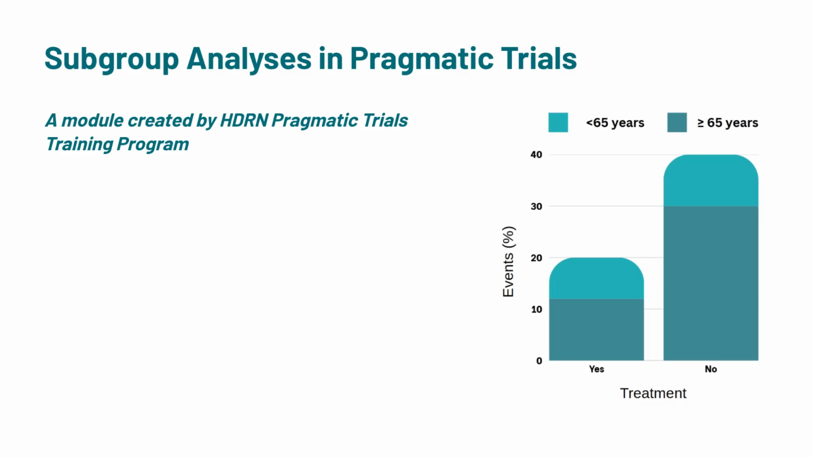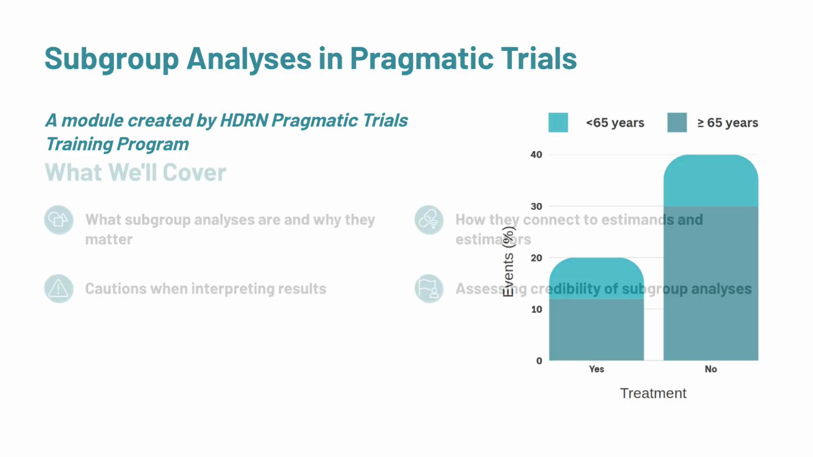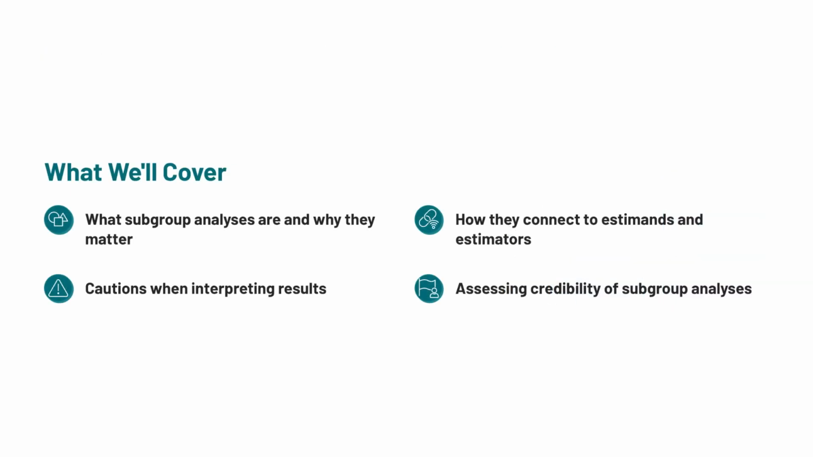Today, we're talking about the art and science of subgroup analyses in pragmatic trials, and walking through judging their credibility using the SPRINT trial as our running example. Yeah, we are going to cover a lot. We'll explain what subgroup analyses are and why they're important in pragmatic trials, discuss estimands and estimators with respect to subgroup analyses, the caution needed when interpreting these results, and then walk through a step-by-step appraisal of a trial's subgroup results.